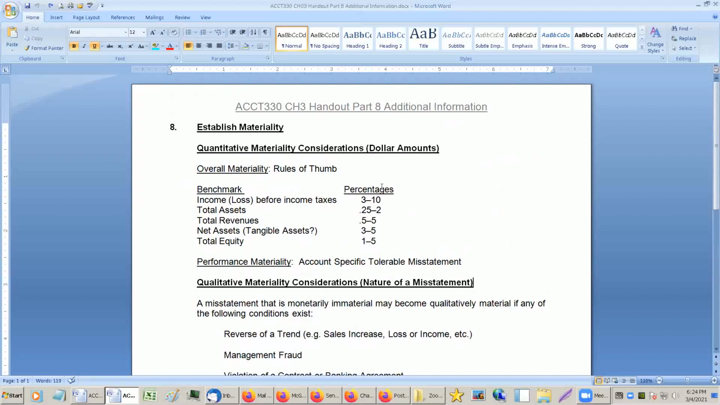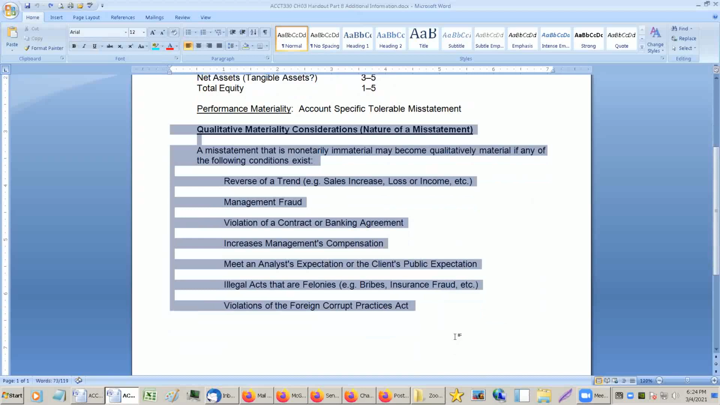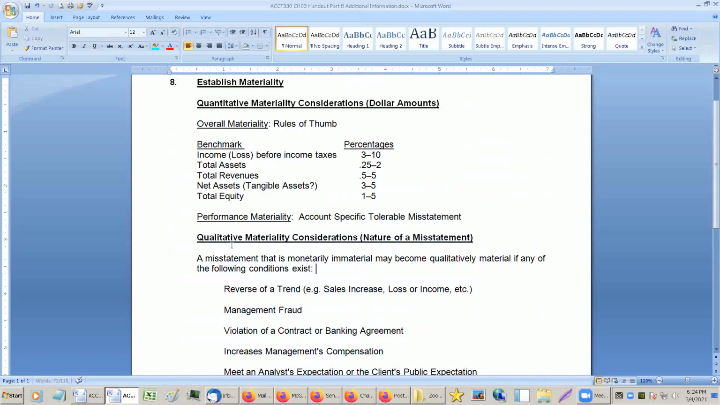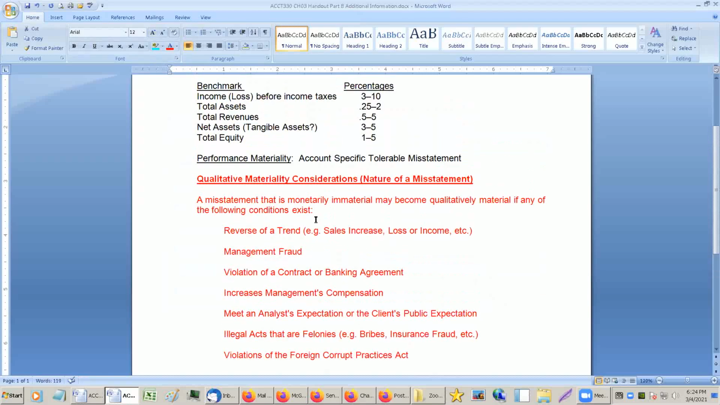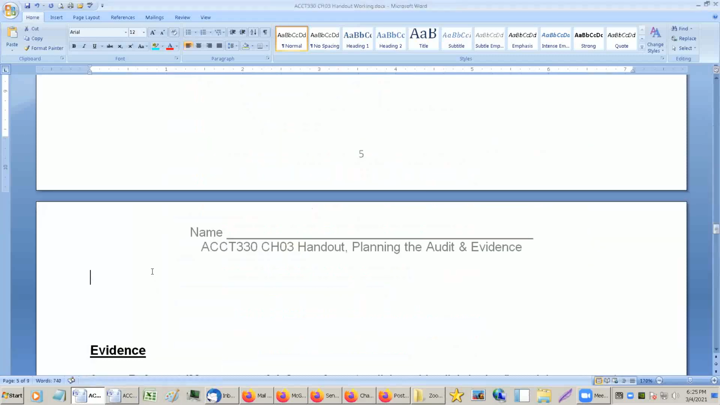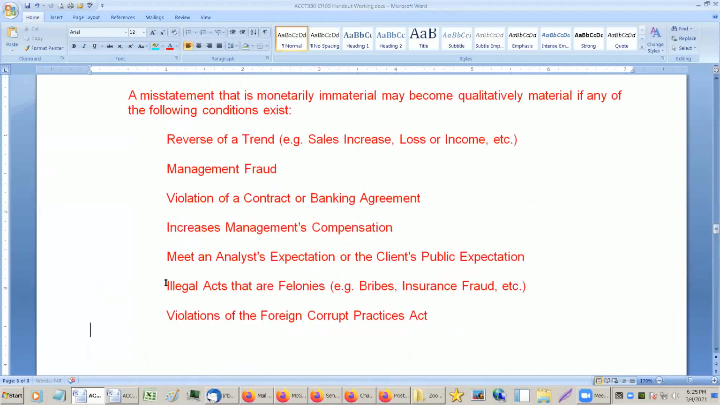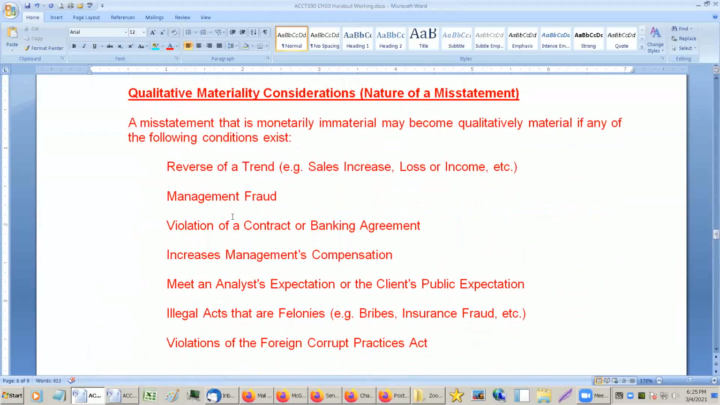Chapter 3 handout, Part 8 additional information. And this is qualitative materiality. I was going to cover this later, but I'm going to stick it in with this one, just to round out materiality. And that is qualitative materiality. So from this on down, let me get all of it in red. So I'm going to copy this and stick it right at the bottom. Come over here, and before evidence, I'm going to paste this. I'm going to change it from red to black in a second. You're probably getting a headache looking at it.